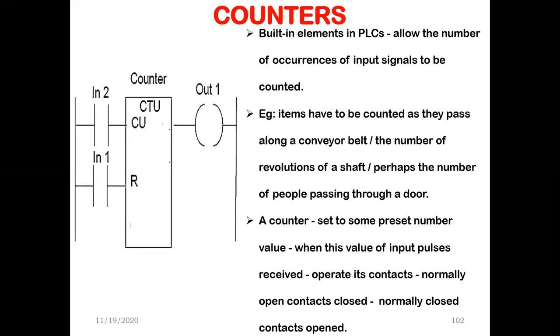Built-in elements in PLCs allow the number of occurrences of input signals to be counted. So items have to be counted as they pass along a conveyor belt, or the number of revolutions of a shaft, or perhaps the number of people passing through a door. A counter is set to some preset number value. When this value of input pulses is received, it operates its contacts: normally open contacts close, normally closed contacts open.